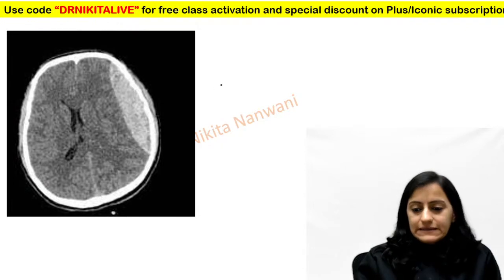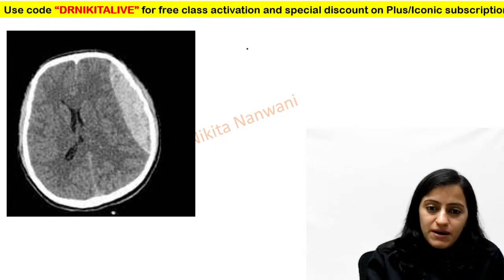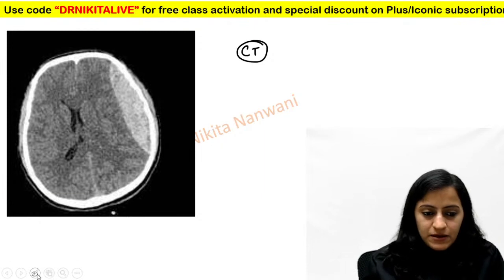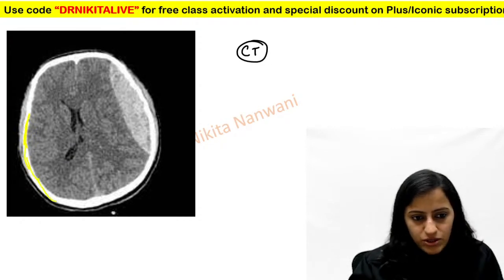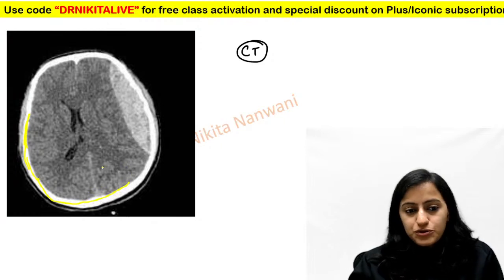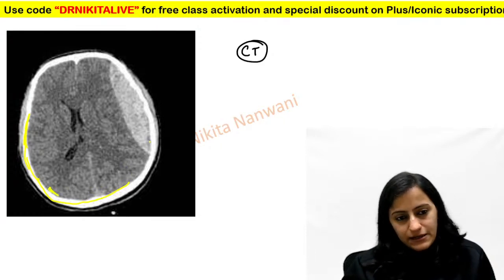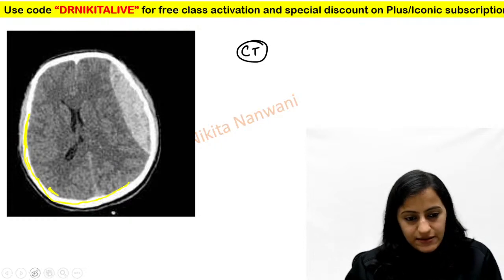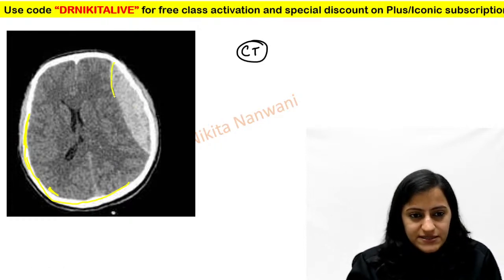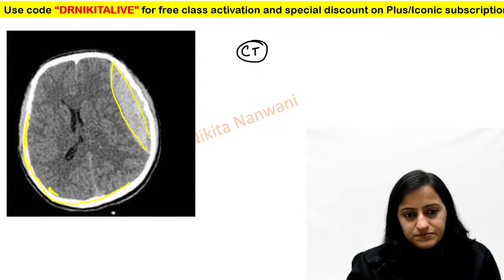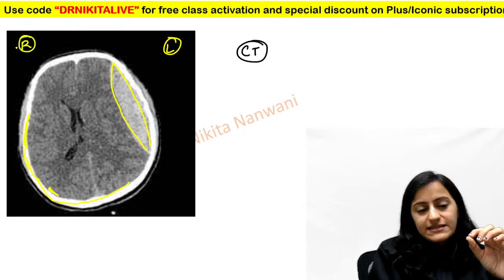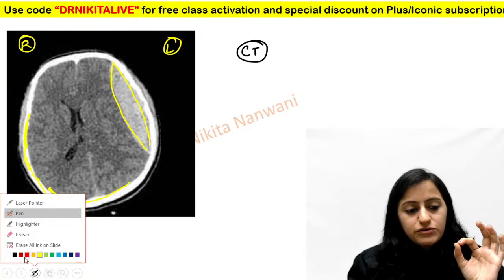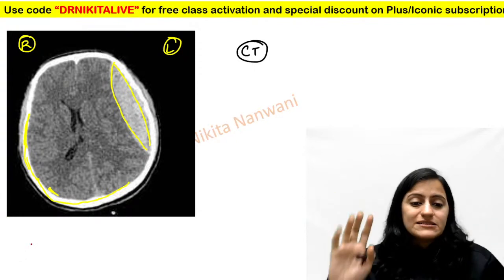So again, identify whether this is CT or MRI. Now this is a CT scan, because here you can see that this white color is the bone cortex. You do not see the black line surrounding the brain parenchyma. So this is a CT scan. In the CT scan, is this the right side or the left side? This is the left side. This is the right side of the patient. You need to look for the side of the patient. Your right is the patient's left.